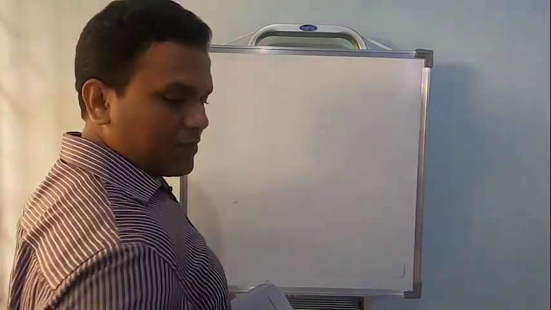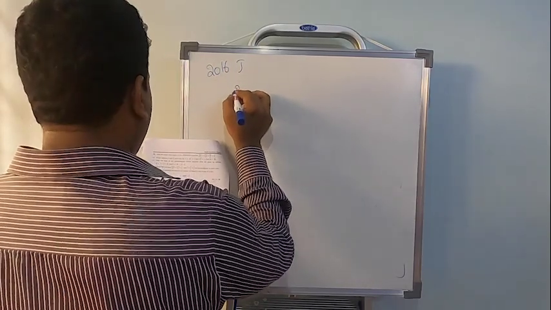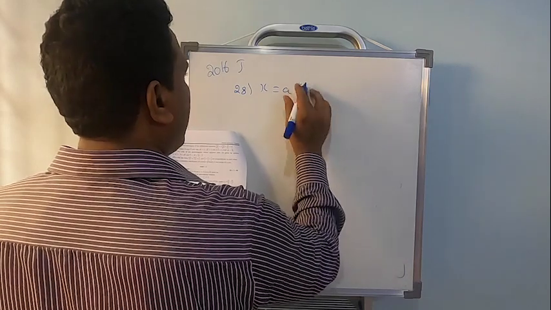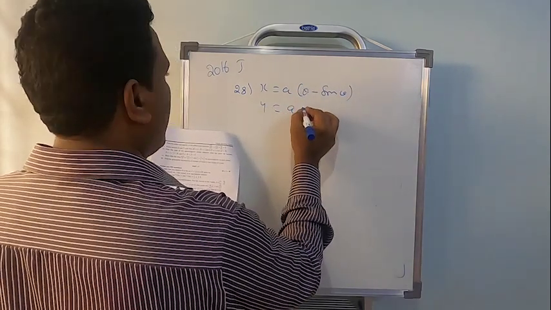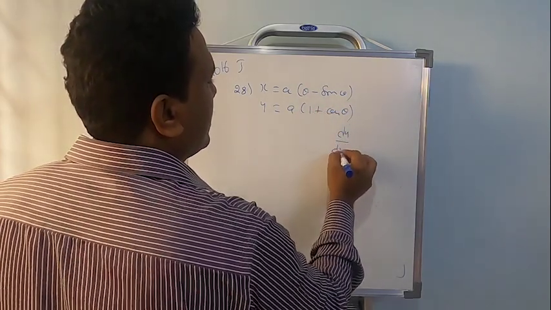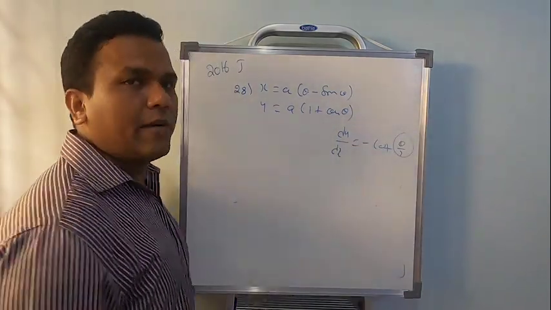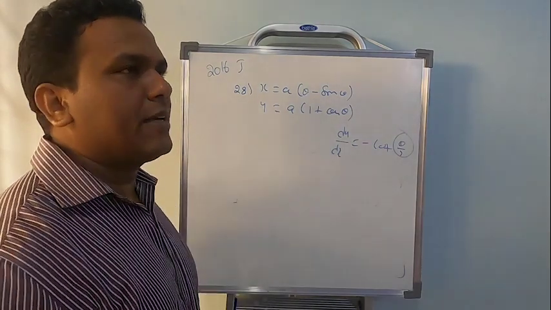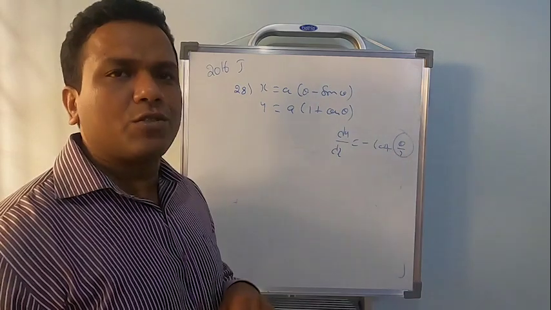So what problems are given in 2016 June? In 2016 June, problem number 28, x equal to a into theta minus sin theta, and y is equal to a into 1 plus cos theta, right? Then show that dy by dx equal to minus cot theta by 2. This theta by 2 will suggest itself after differentiating. When you substitute for dy by dx, you need to simplify it further by using submultiple angles. So one hint will be there if it's to show that.